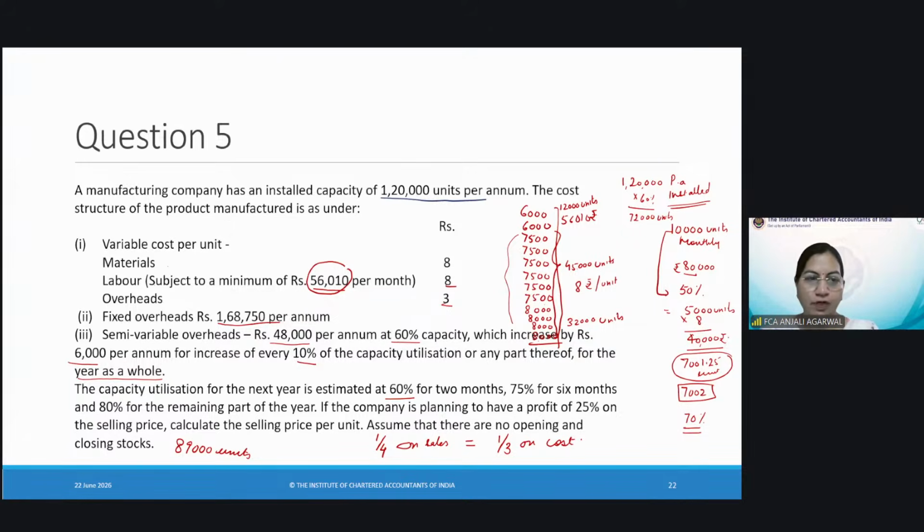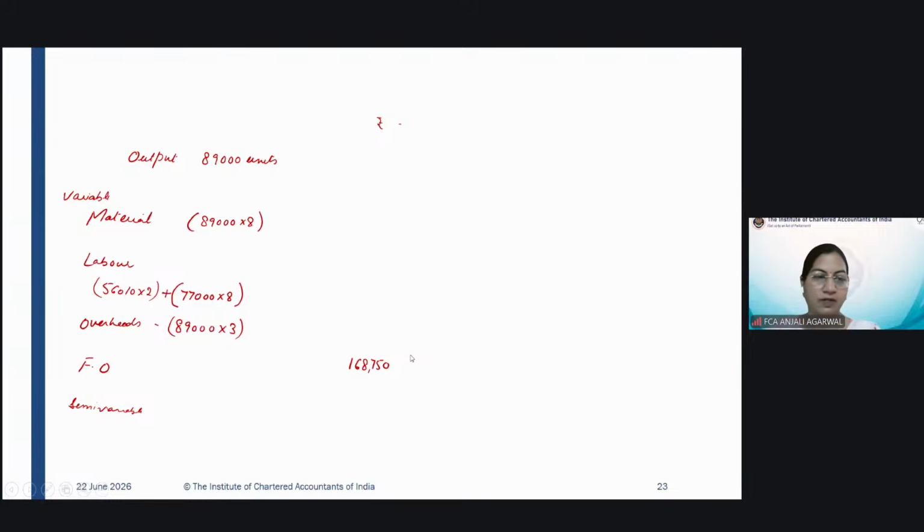Then we would have kept it at 48,000 plus 6, 54. But there is a two-time increase, another 75 and 80. And it is saying whenever there is a 10% increase or any part thereof. So even if 1% increase beyond 160 will cause the semi-variable increase to increase by 6,000 per annum for the whole year. So we have not to take it as a fraction that we will take semi-variable expenses at 60% for the 2 months. And then for here again, we will take it at 60,000 for the remaining. No. So it has to be 48 plus 6, two increments, 60,000.